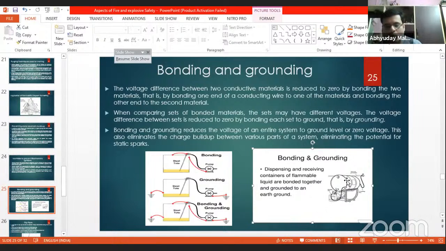This tank is bonded and this vertical container is also bonded separately. But the voltage in this bonded tank and the voltage in this vertical container may be different. This voltage difference can be reduced to zero if we connect this horizontal container to the ground or earth. That is called grounding.